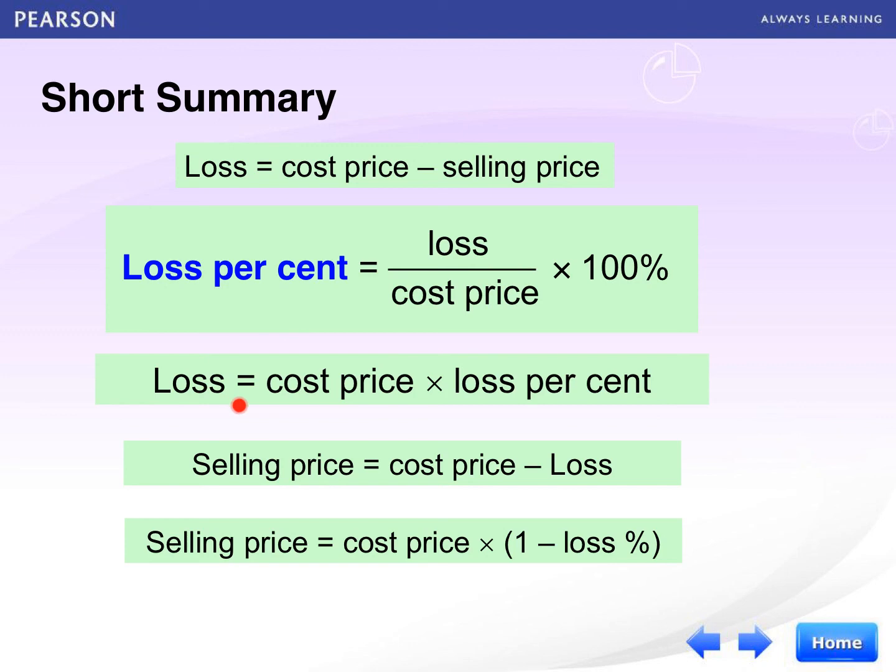Then, loss also equals the cost price times the loss percent. And if you have to find the selling price, we can subtract the loss from the cost price. At the same time, we can say selling price equals the cost price times 1 minus loss percent.